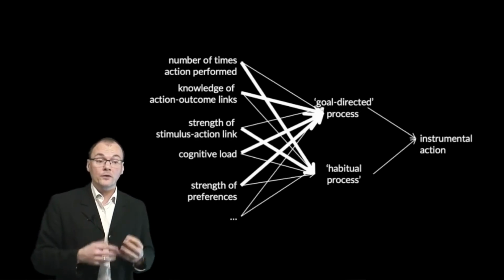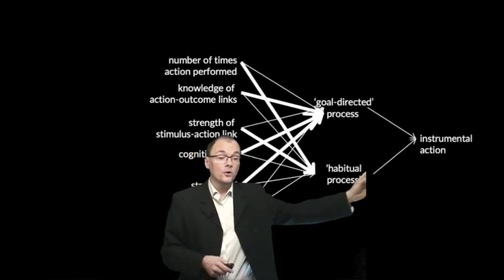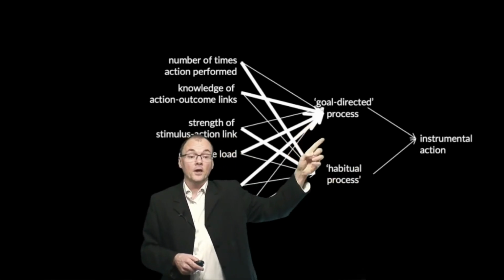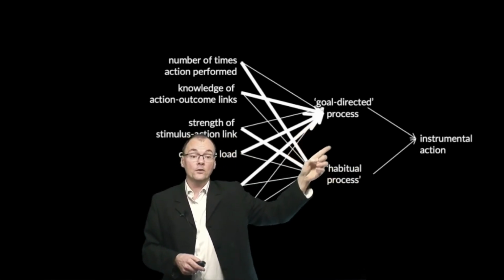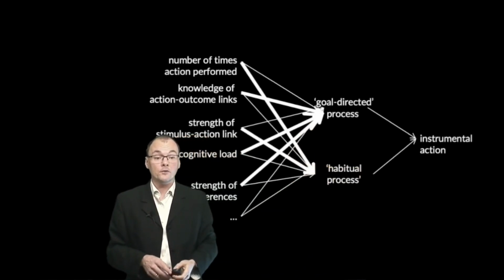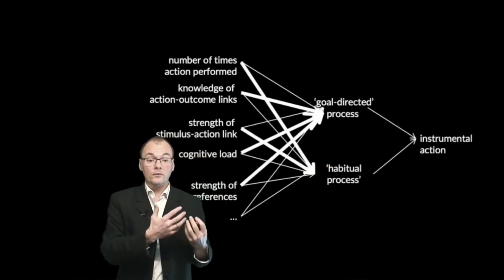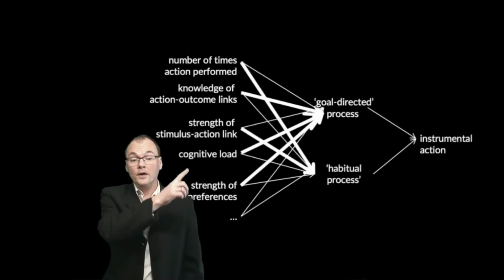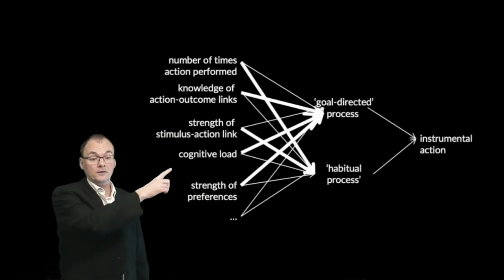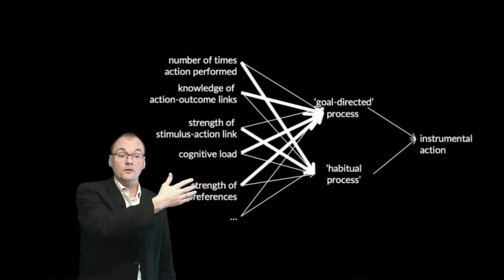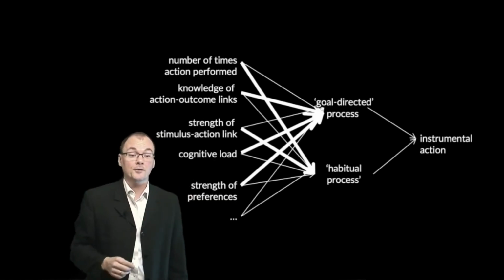This then is our dual process theory of action. You have a single instrumental action, the pressing of a lever, for example, and you expect that on the whole, at least two kinds, perhaps more, but at least two kinds of process will be influential. And we can work out the relative strength of the different processes' influence by manipulating factors, performing interventions that should, according to the theory, differentially affect the goal-directed and the habitual process.